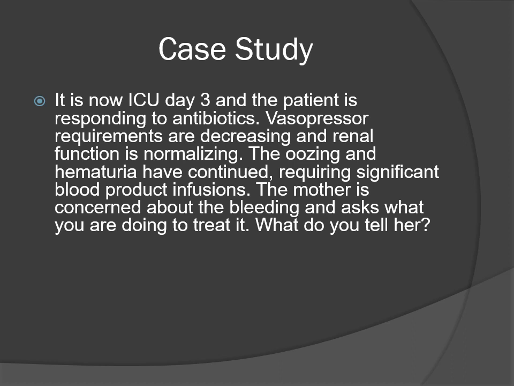So back to the case study. It's now ICU day 3, and the patient is responding to antibiotics. Vasopressor requirements are decreasing and renal function is normalizing. The oozing and hematuria have continued. The patient has required significant blood products. The mother is concerned about the bleeding and asks you what you're going to do to treat it. So what do you tell her?